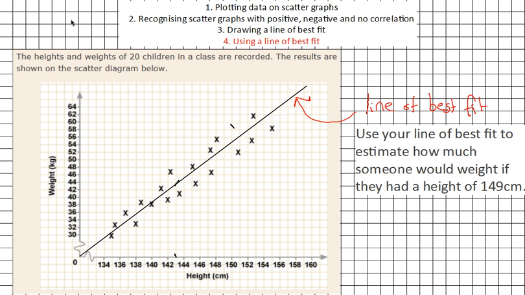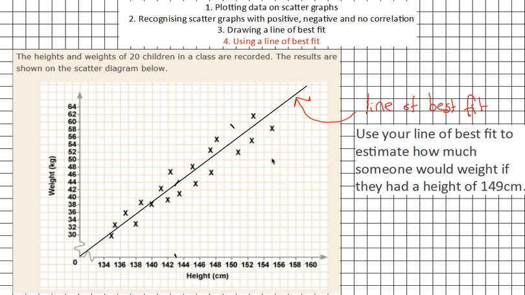So finally, we're looking at using a line of best fit. Often that's the language they actually use in the exam. They'll say, use your line of best fit to answer this question. If they don't say that, and they just ask you a question at the end of a scatter graph question, that's what they're asking you to do. They want you to use your scatter graph to work it out.